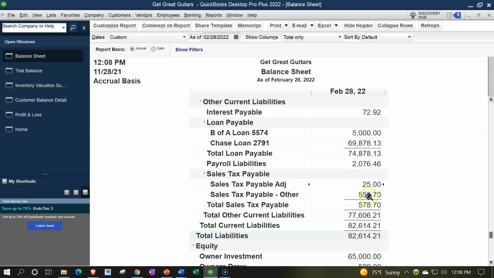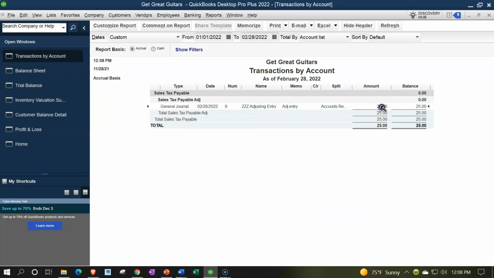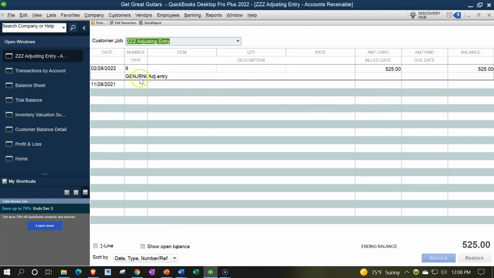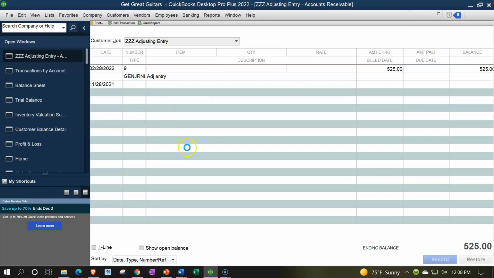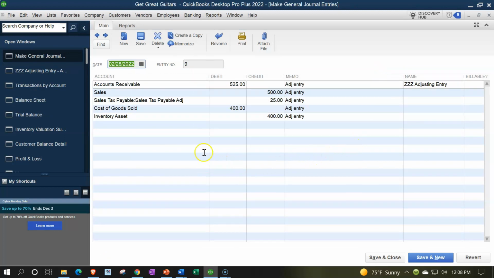Okay, so let's go into it and take a look at the actual journal entry. So if we go into the journal entry, I'm going to double click and go into the actual entry. I'm going to double click here and go into that journal entry, and there it is. So there's our journal entry. I'm going to copy it. I'm going to try to do a screen clipping.